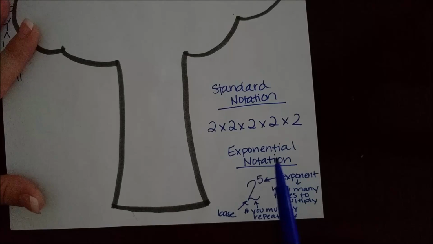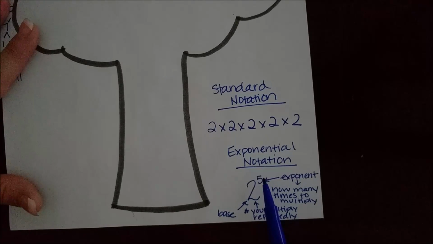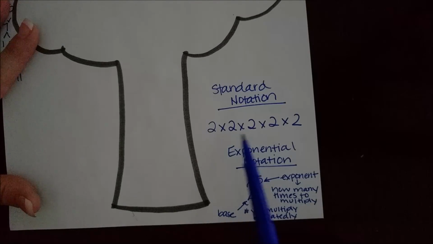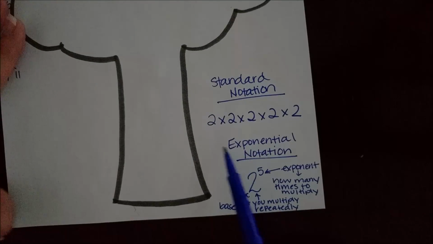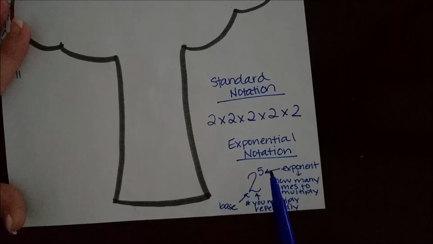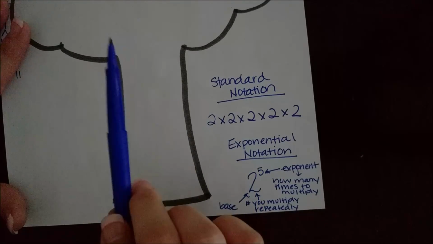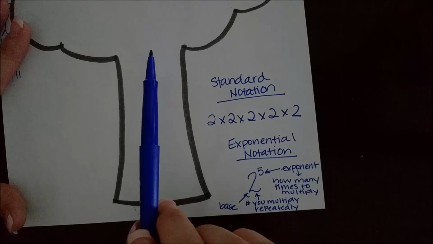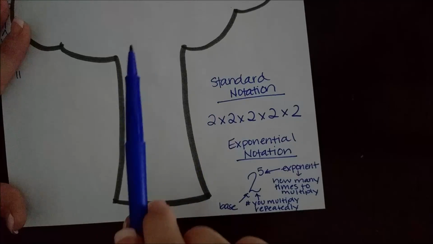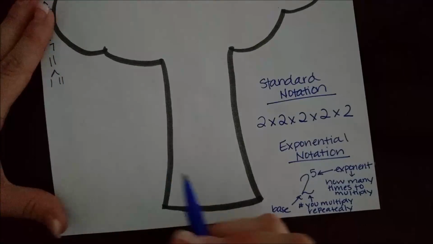Your exponent is what you have to figure out next. The exponent is how many times did we multiply it? 1, 2, 3, 4, 5. So my exponent would be 5. All right, so that's how you go from standard notation to exponential notation. And you're going to need to know this when we do our prime factorization and make our factor trees. Before we do that, I want to practice some over here.